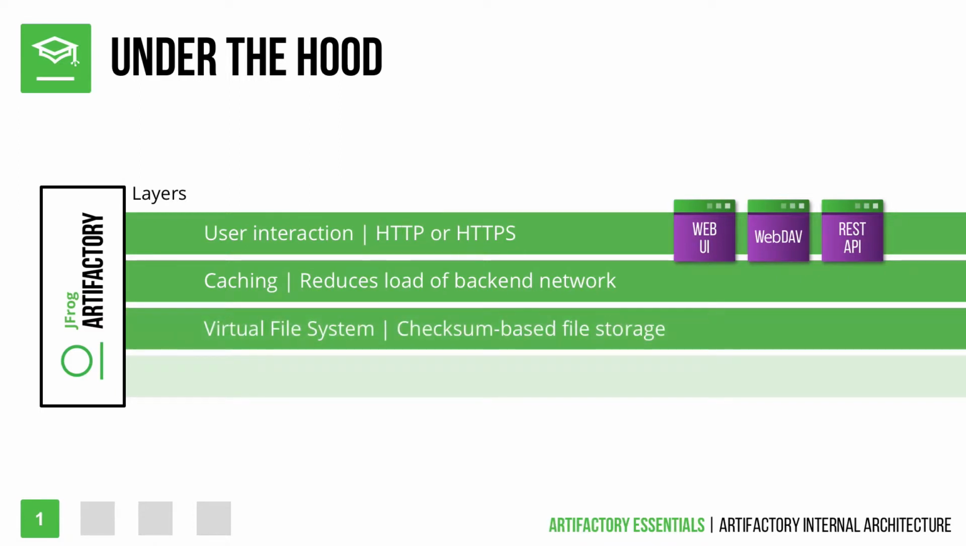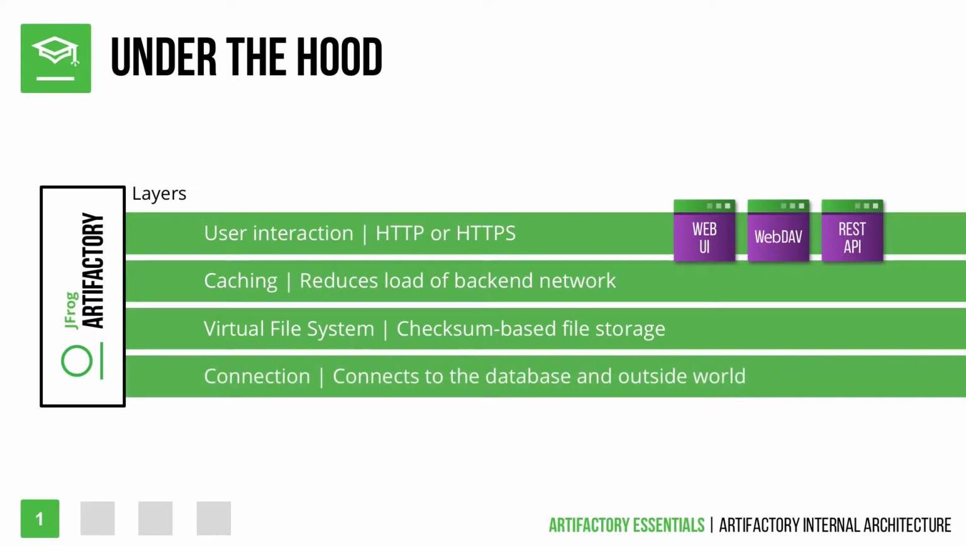Below the caching layer is a virtual file system. This is the magic of Artifactory. The virtual file system contains checksum-based file storage that virtually accesses the file store, while all logical metadata is stored in the database. We'll explain the magic of this system in a moment.